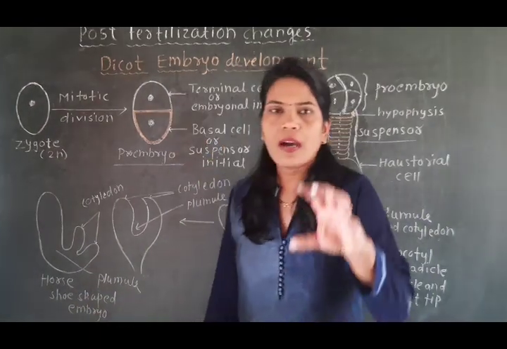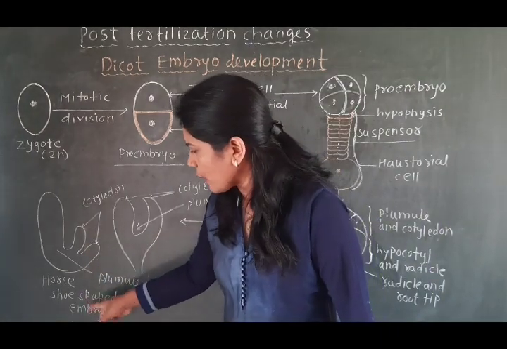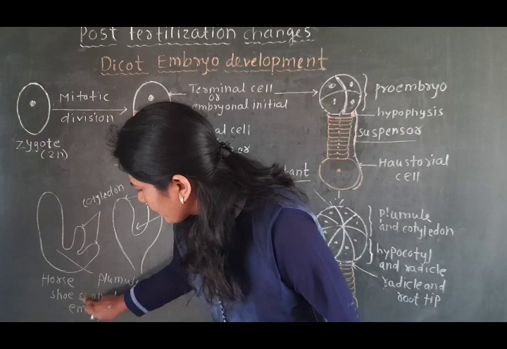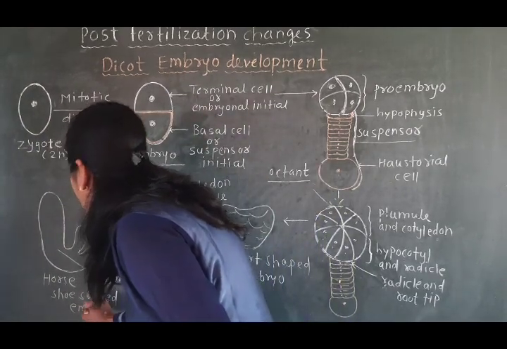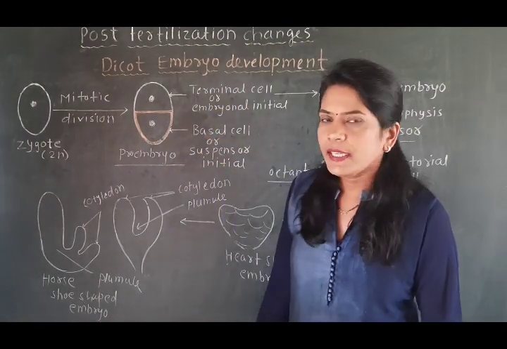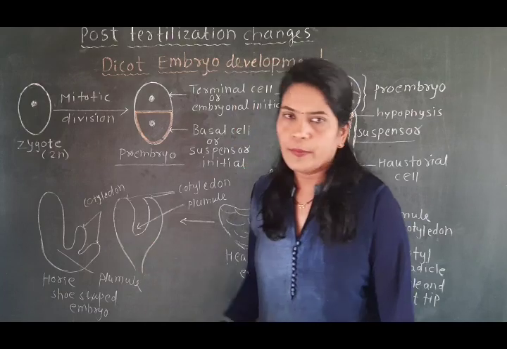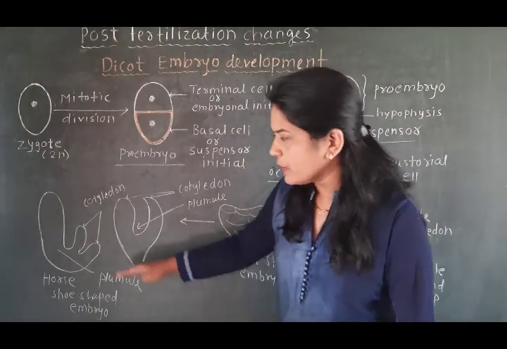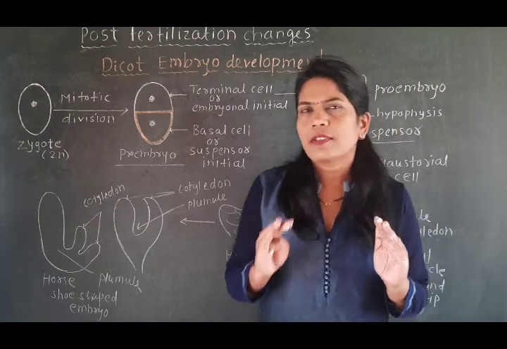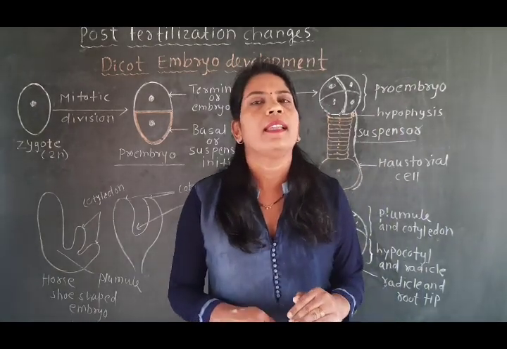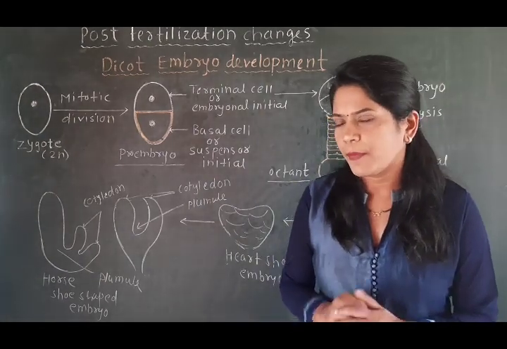a horseshoe-shaped embryo. The structure that looks like a horse's hoof is called horseshoe shape. Here you can see the two cotyledons and one plumule. And see here, up to this stage the development of the embryo of monocot and dicot is the same.